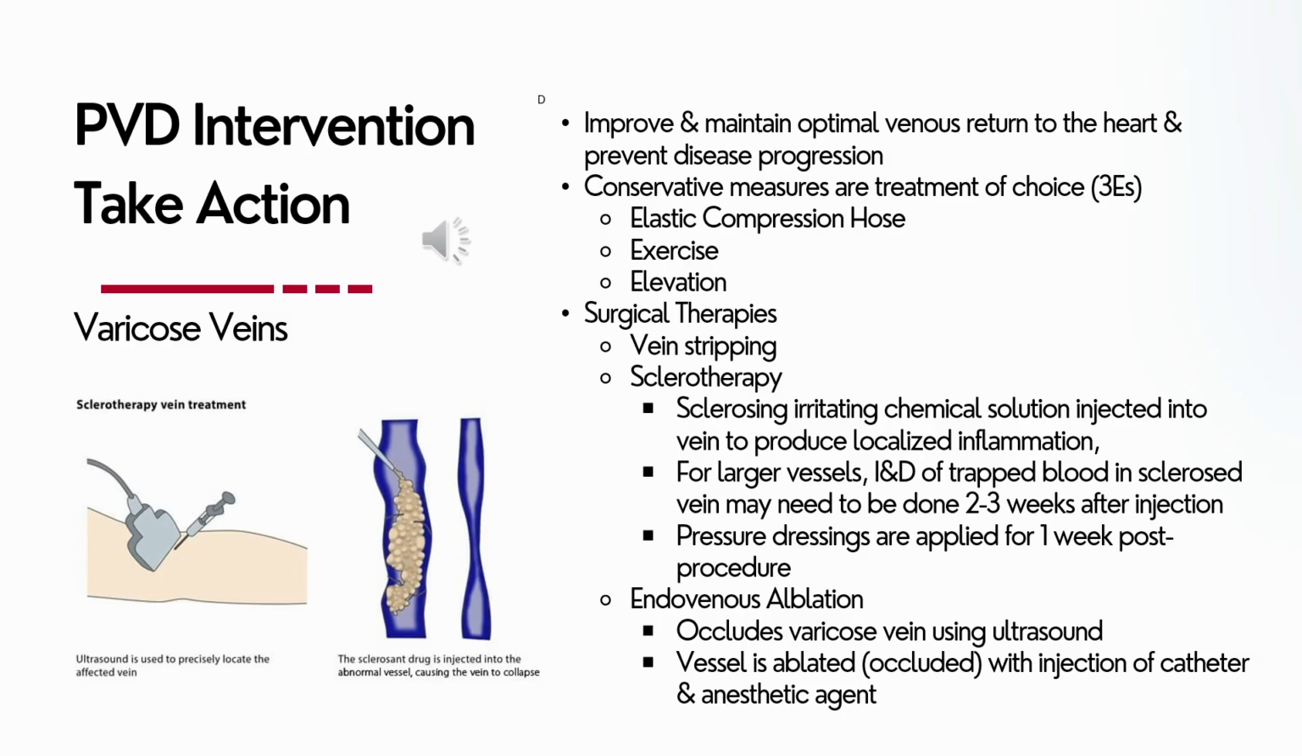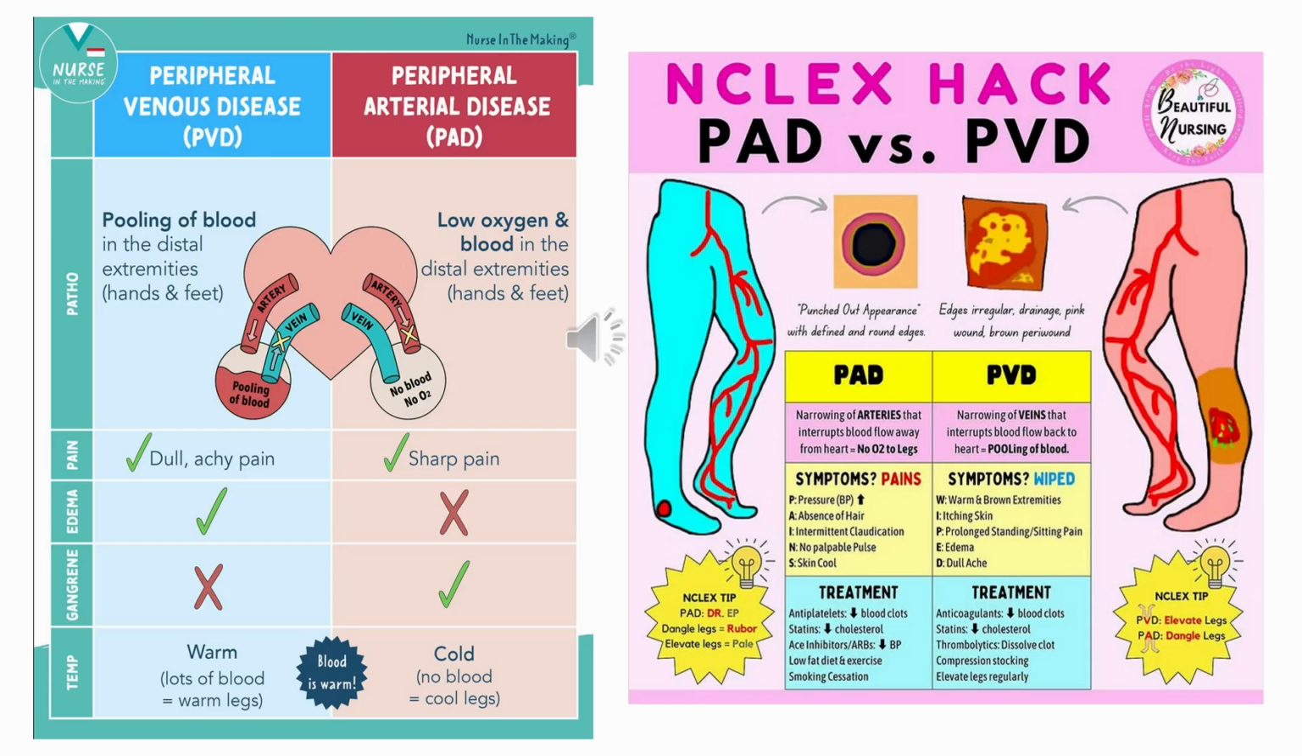So remember, all these treatments usually require long-term use of compression therapy and regular monitoring to achieve the sustained benefits. All right, so for this slide, we're just going to talk about the key differences between peripheral arterial disease and peripheral venous disease, or PVD. These conditions both affect the circulation in the extremities, but they do so in very different ways.